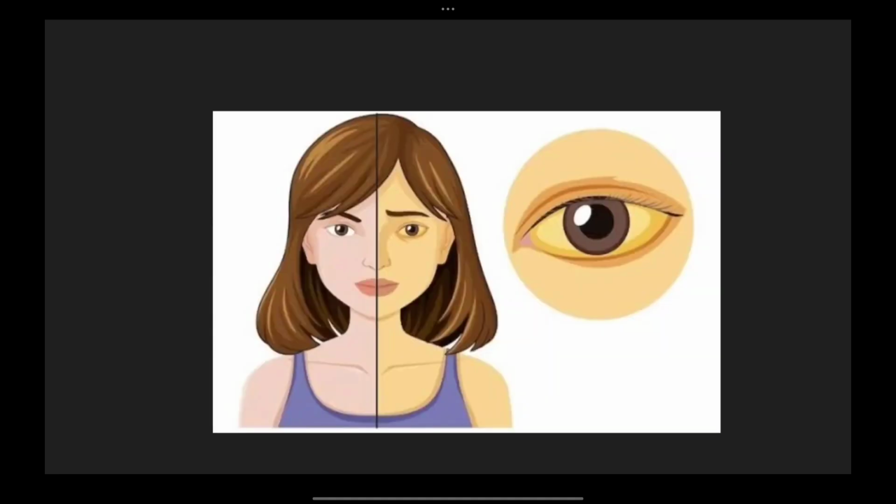So here you can see a picture. There is a division of the girl's face into a proper normal skin tone, and a yellowish color. By the picture you can understand that it is about jaundice. Jaundice is a yellowish discoloration of the skin, the sclera and the mucous membrane. Sclera is the eye. It is caused by the increased amount of bilirubin in the blood.